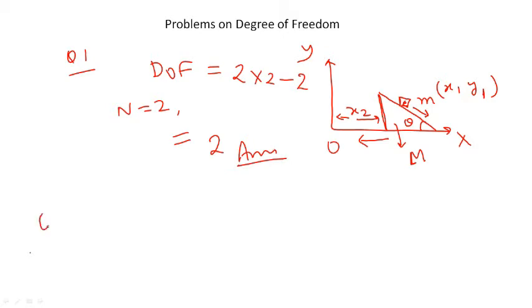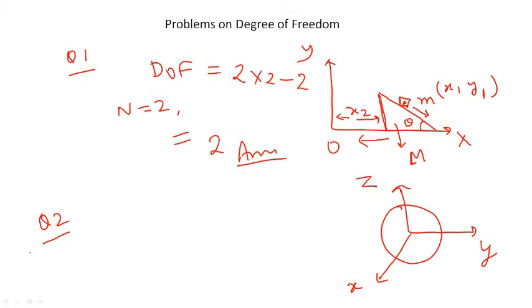The next problem is, let us say 2 particles are moving on a spherical surface. Suppose this is your x-axis, this is your y-axis, and this is your z-axis. It is the origin of the sphere, and the radius of the sphere, suppose, is capital R, and this is your point 1 and this is your point 2. These 2 points are not joined in any way, they are moving freely on the surface of the sphere.